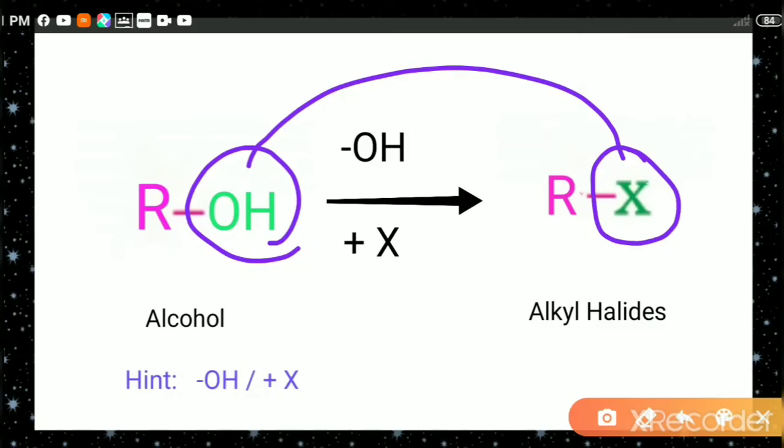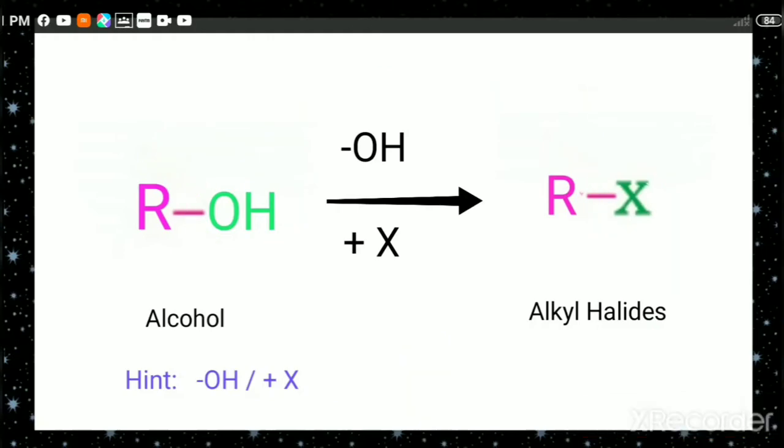For this equation you need to remember the hint: remove the OH group from the alcohol and keep an X, that is a halogen atom, in the place of OH. Whatever the alkyl group, it does not matter, you just change the OH with the X. Let us discuss these reactions in detail.